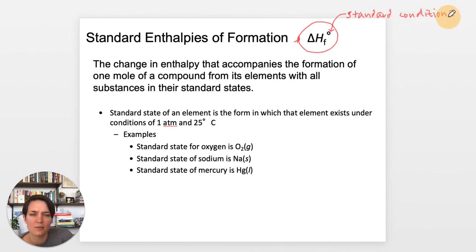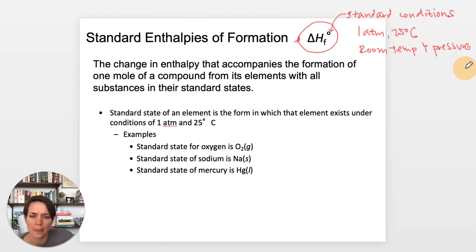Standard conditions are going to be different for enthalpy versus entropy versus Gibbs free energy. So it's specific to what exactly it is that you're studying. In this case, we're looking at enthalpy, and that is going to be at 1 atmosphere and 25 degrees Celsius. All right, this is essentially room temp and pressure for those of us who live near sea level.